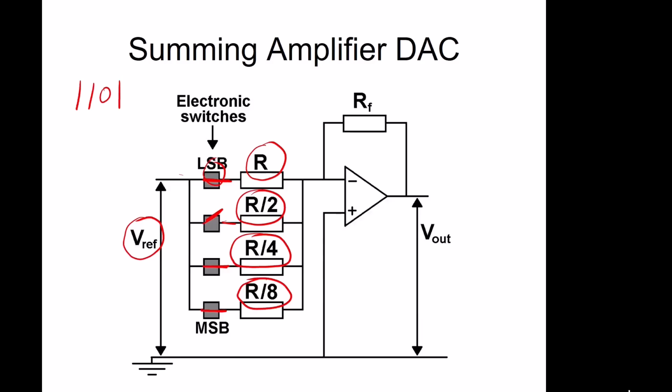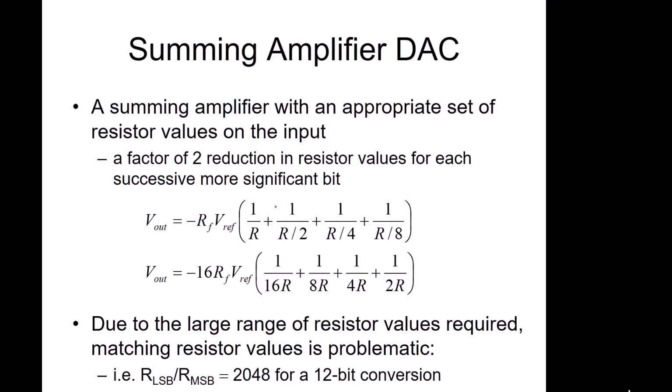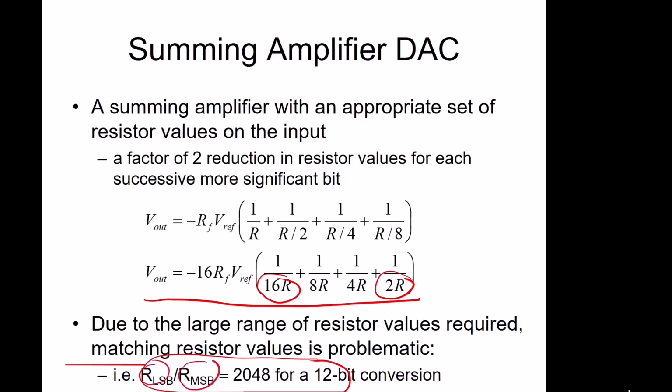The slight problem with this scenario is if you look at the transfer function, it comes out to be this, and although there's nothing wrong with that, there is a large variation in resistor values. Now resistors are typically about 1% accurate. So if you look at the example here for a 12-bit conversion process, the difference between the resistance you need for the least significant bit and the resistor you need for the most significant bit is a factor of over 2000.